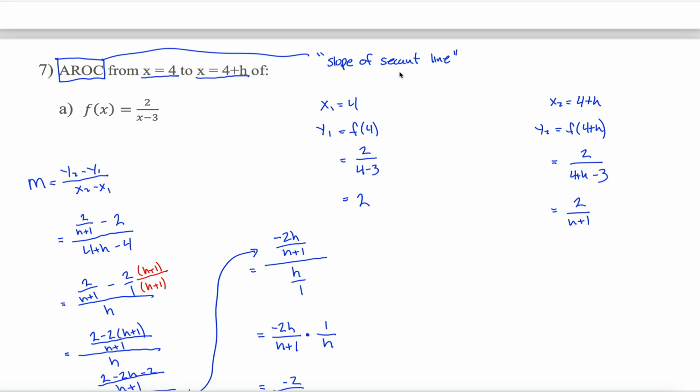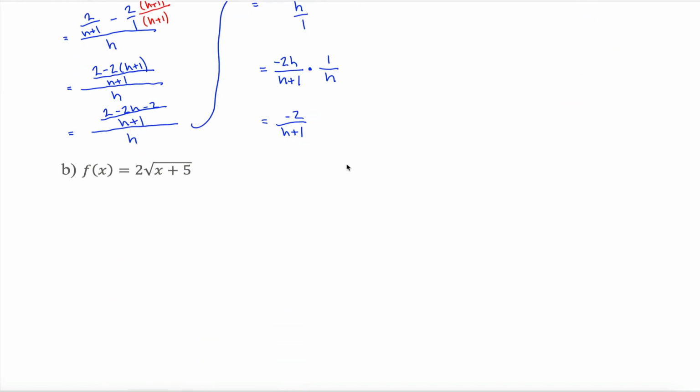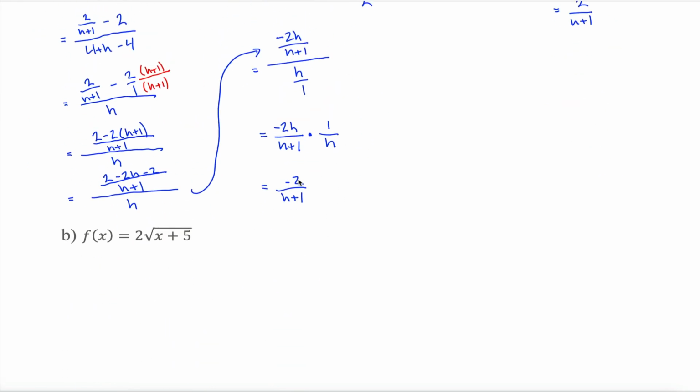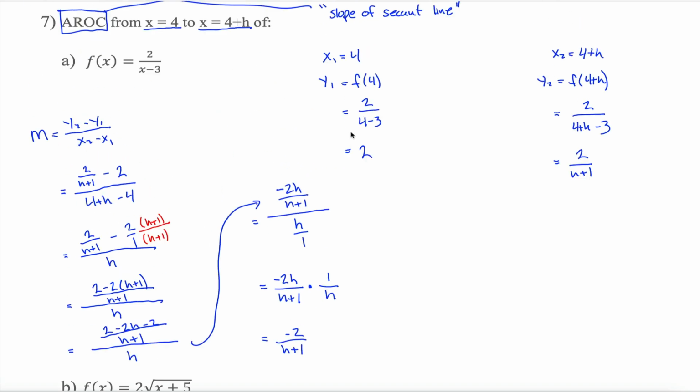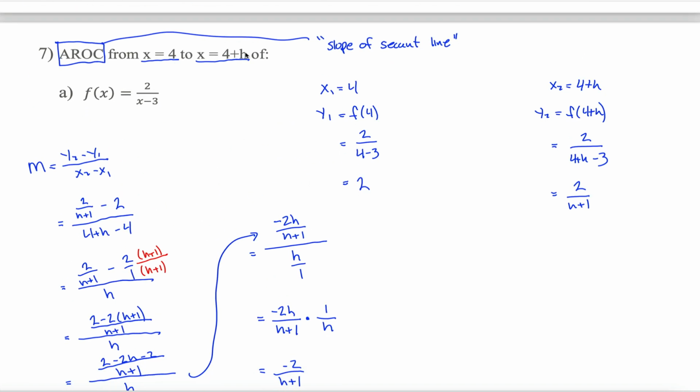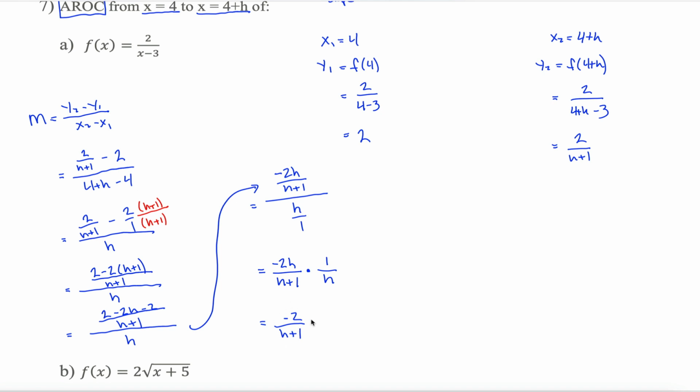So if you wanted to know the slope of the secant line from 4 to 5 maybe, all you'd have to do is change all the h's into 1s, because 4 plus 1 is 5. So you'd come down here and you'd be like, well, if h is 1, I'd have negative 2 divided by 1 plus 1. I'd have negative 2 over 2. I'd have negative 1. The slope of the secant line from 4 to 5 is just negative 1.